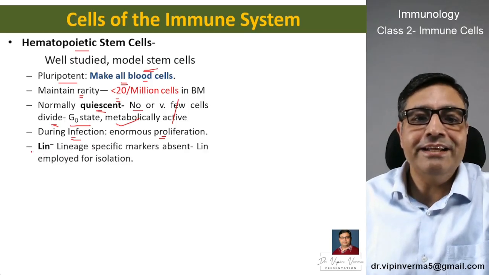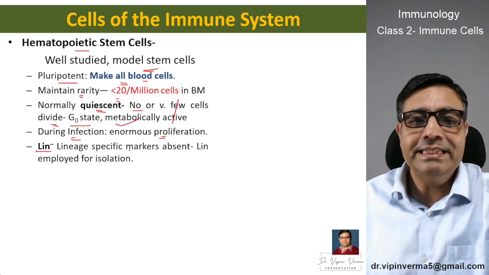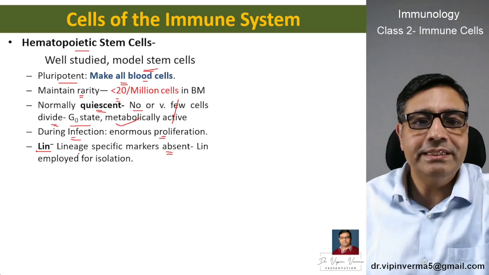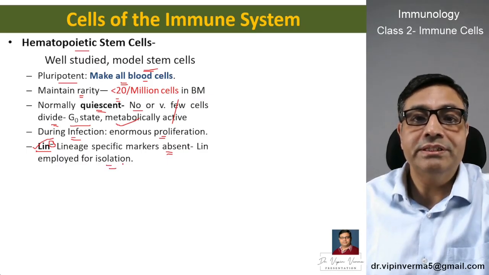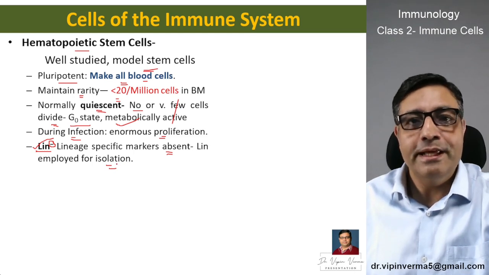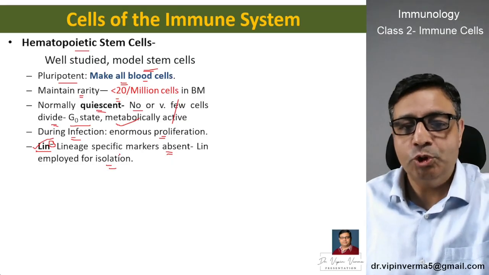Now, they are lin negative cells. So, lin is the lineage specific markers, and these lineage specific markers are absent. Whenever a marker is absent, we say negative. So here you can see this is the negative sign, and this lin is the marker. This is called lin negative, and that means the lineage specific markers are absent, and these lin markers are employed for the isolation. Actually, they were very useful when we first isolated the hematopoietic stem cells. How? I will show you.